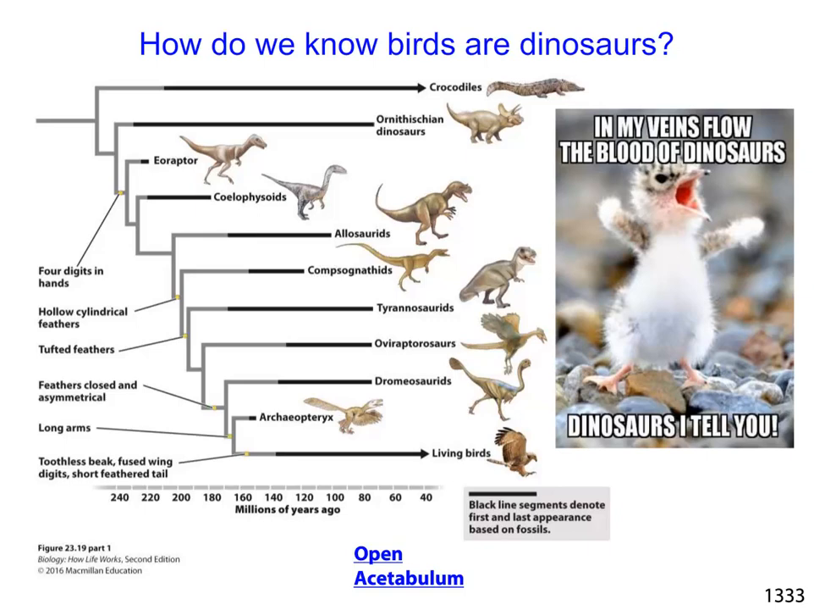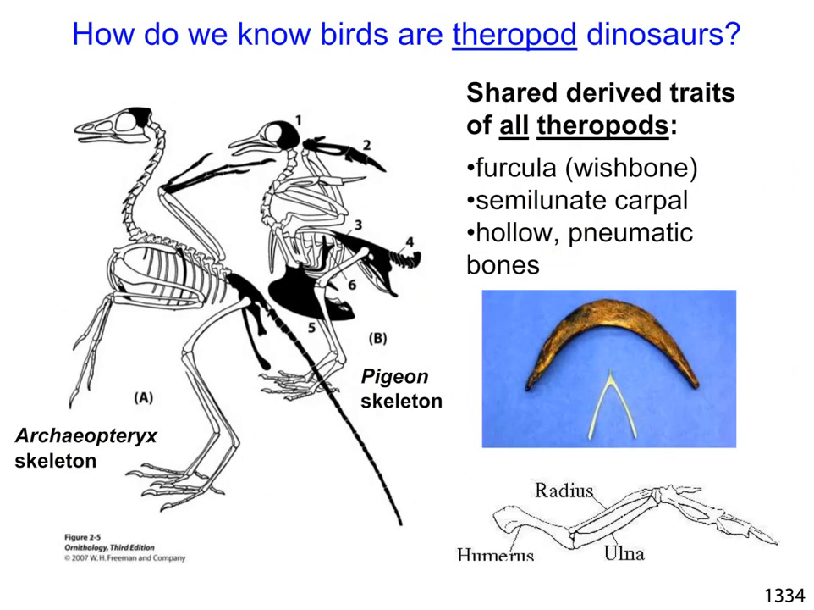But it's not just this particular hip bone. There's other ways we know that birds seem to be dinosaurs based on the next couple slides. So based on the fossil record, birds have a lot of similarities with what we call theropod dinosaurs, okay? So the shared derived traits, synapomorphies, of all theropods include a wishbone, a semilunate carpal, and hollow pneumatic bones, okay? And it turns out that when you line up an Archaeopteryx skeleton with a pigeon skeleton, there are a whole lot of similarities there, just based on the fossil record alone that suggests these guys are related. But that's not the only evidence.